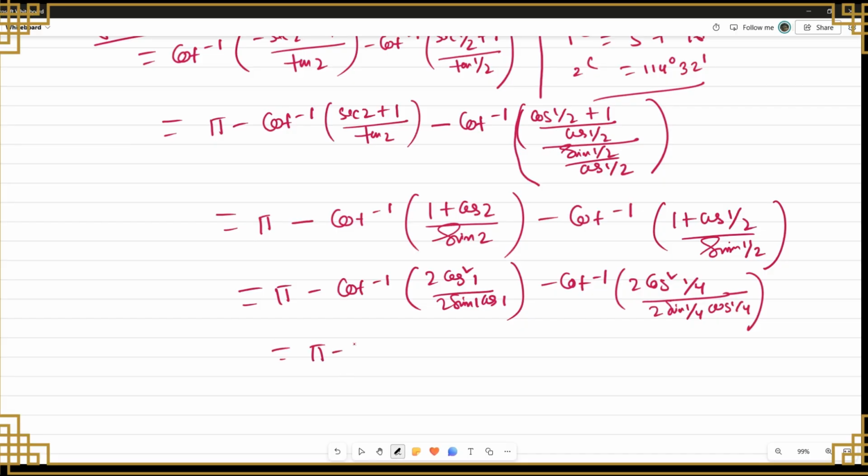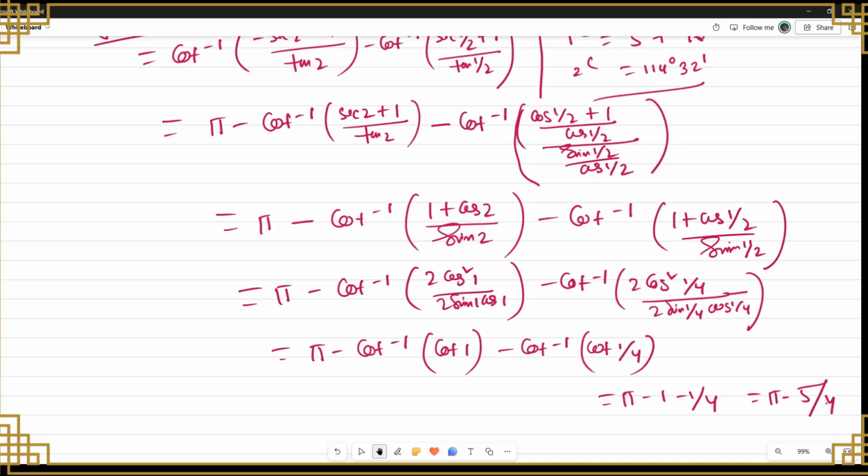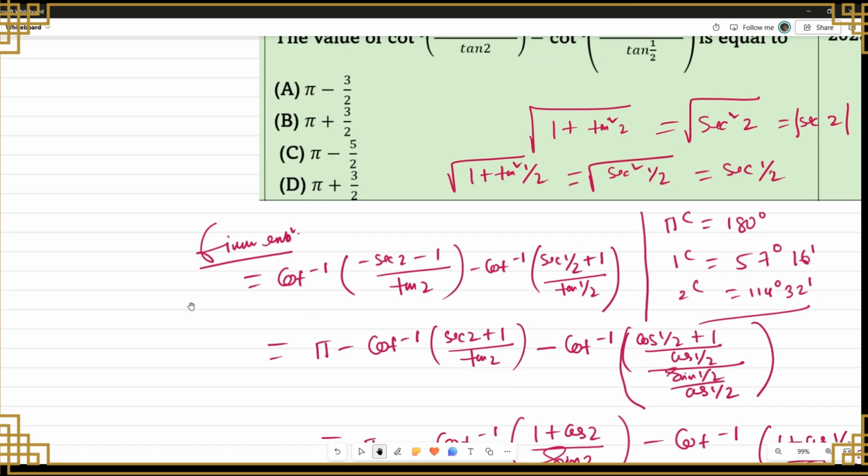So this will be changed to pi minus cot inverse of cot 1 by 4. Hope you have understood. This will be pi minus 1 minus 1 by 4. I hope pi minus 5 by 4. Yes, this is typed wrong. It will be pi minus 5 by 4. This option is going to be correct. Pi minus 5 by 4. Clear?